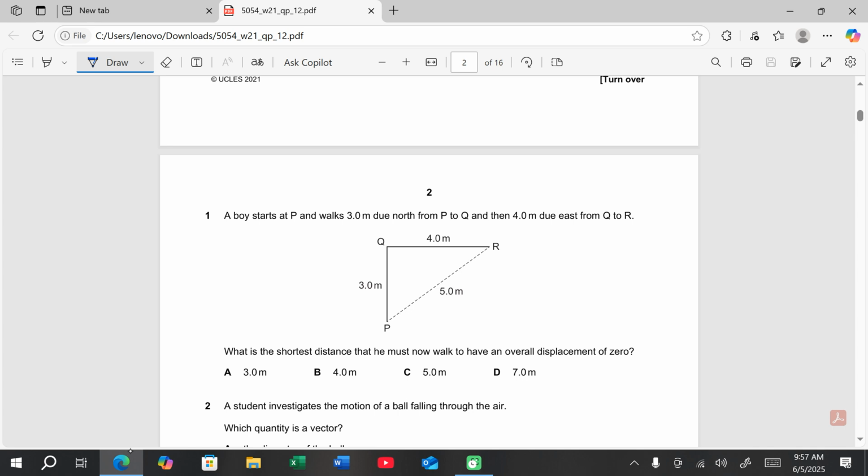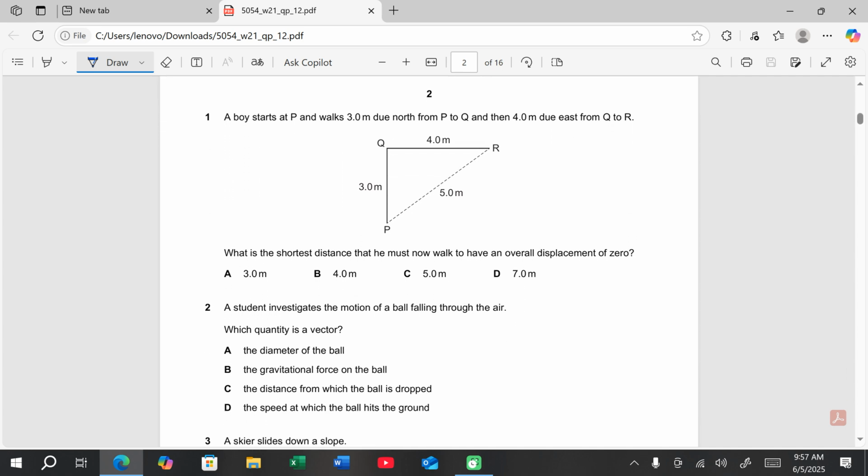So today we're going to start with October November 2021 Physics O Levels Paper 1 Variant 2. Let's start with question number 1.